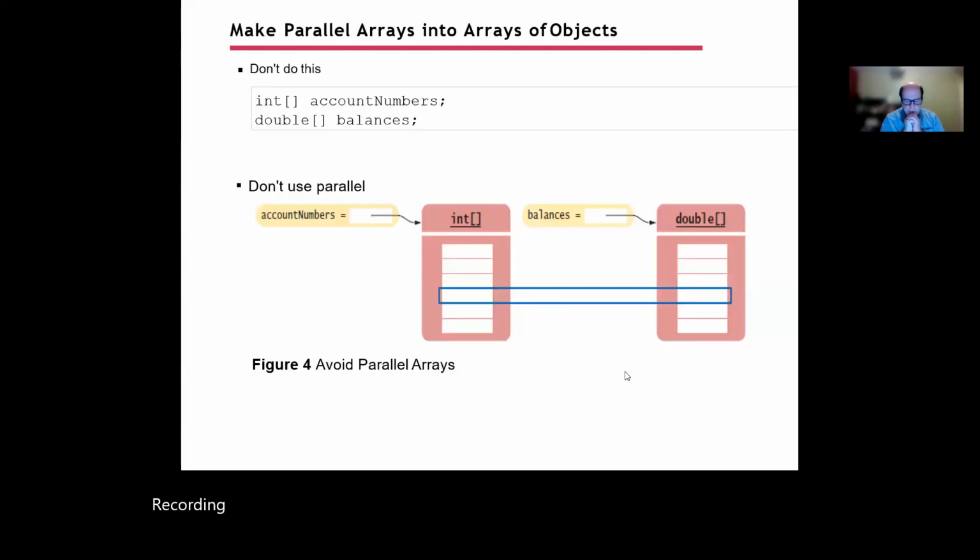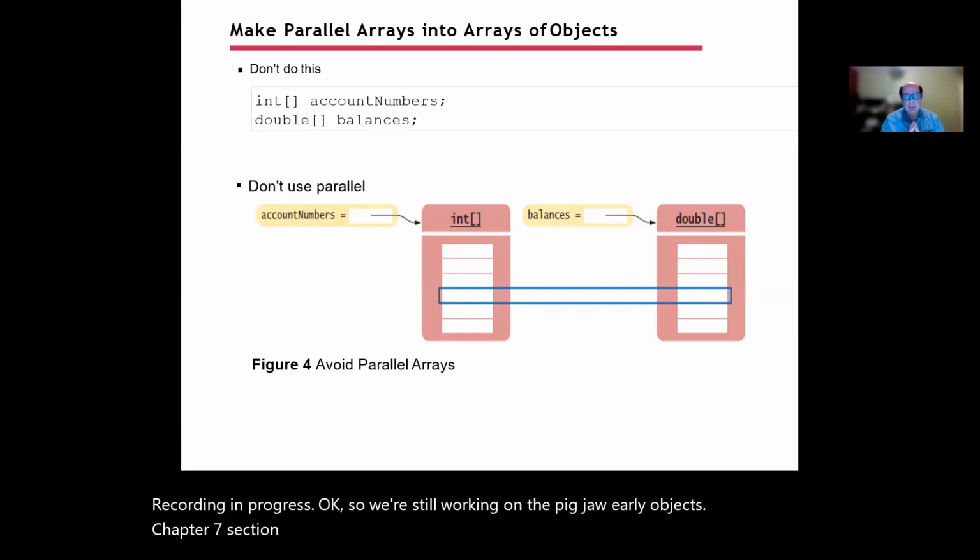Okay, so we're still working on the Big Java Early Objects, chapter 7, section 1 on arrays. And here it has a special topic that's called make parallel array into array of objects.